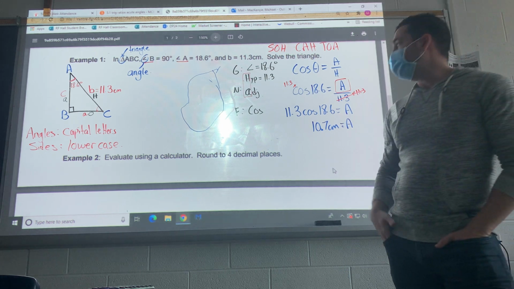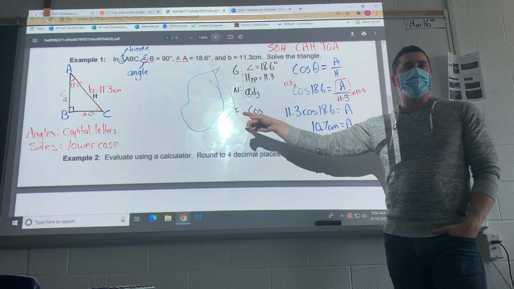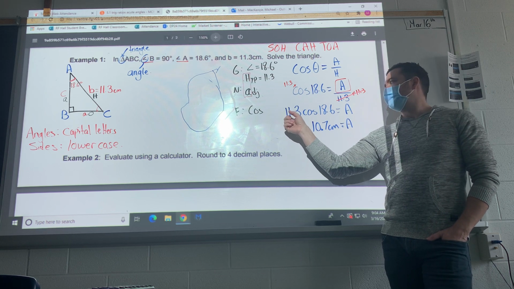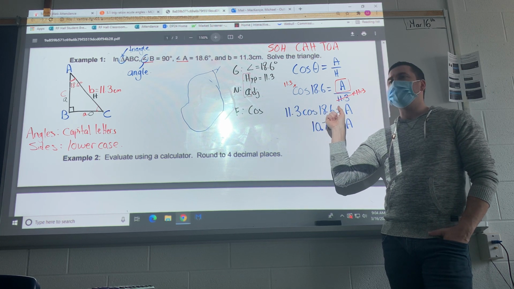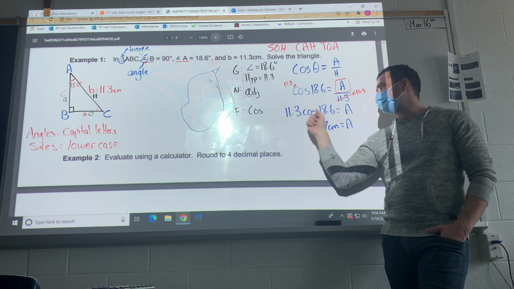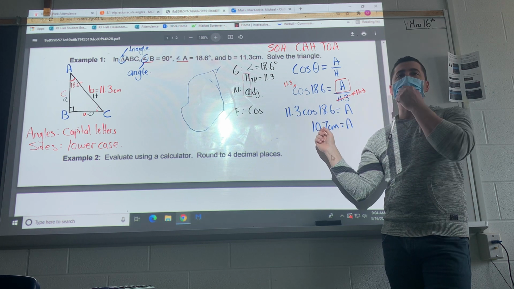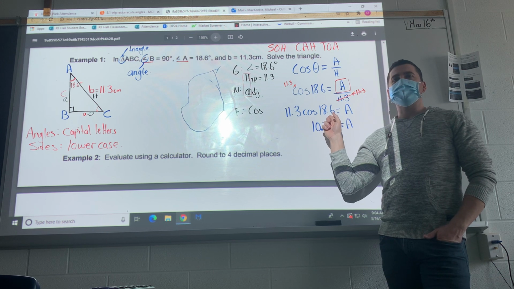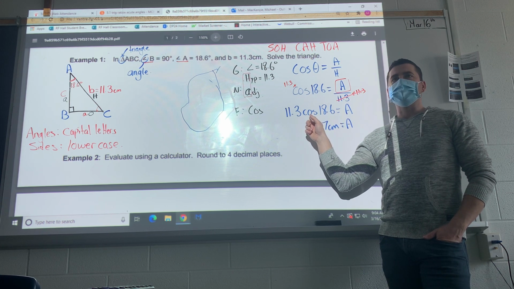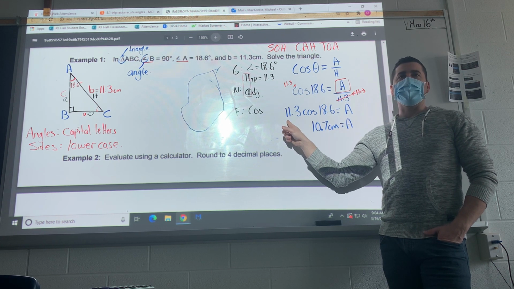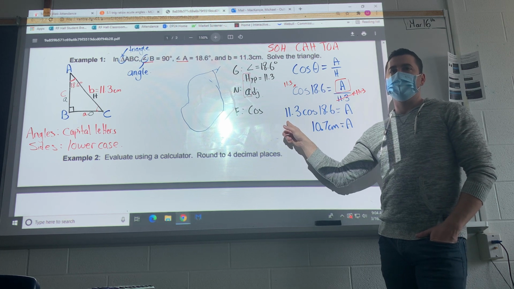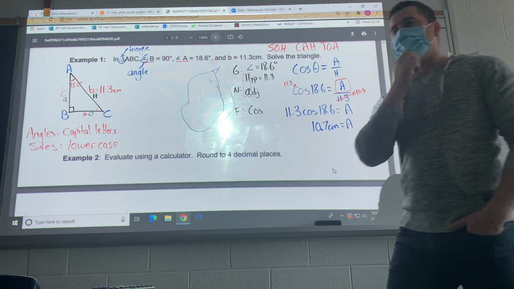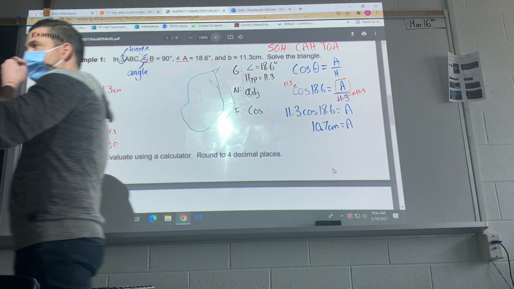Okay, so if you didn't get it as is, you have to punch it in backwards. This is for people at home as well: 11.3 times cos 18.6, you should just be able to punch it in as is and get 10.7. If you didn't, type it in backwards. So go 18.6, press cos, and then multiply it by 11.3. Most calculators go forward, but there are a group of calculators that go backwards.